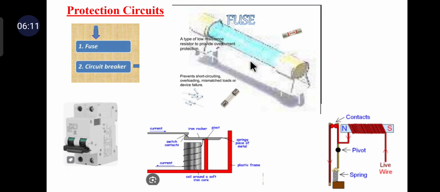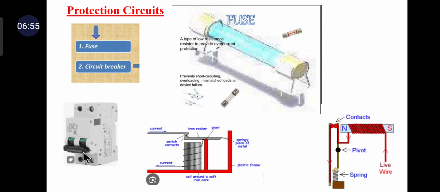This is a very familiar one. This is a fuse device, a type of low resistance resistor that provides overload protection. There is a small wire inside the fuse. Next, the circuit breaker is a switching device that can be operated manually or automatically for controlling and protecting an electrical power device. This is very familiar, and we can use this breaking device to protect all types of electrical systems.